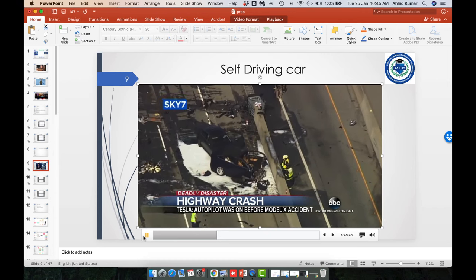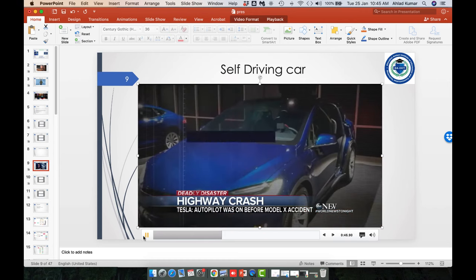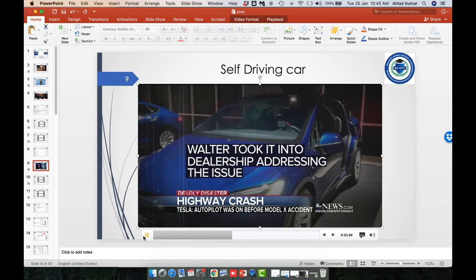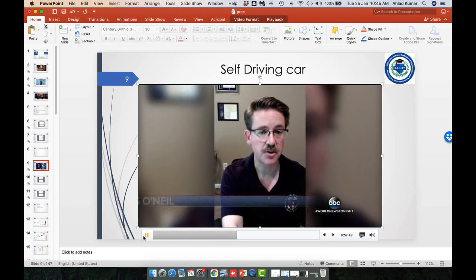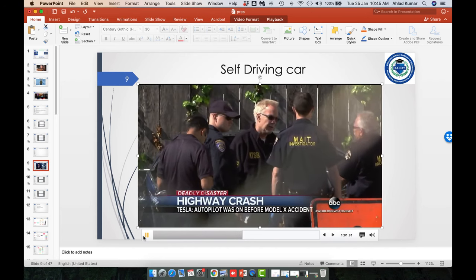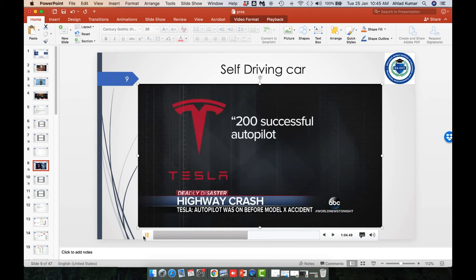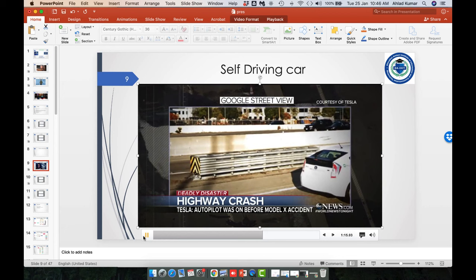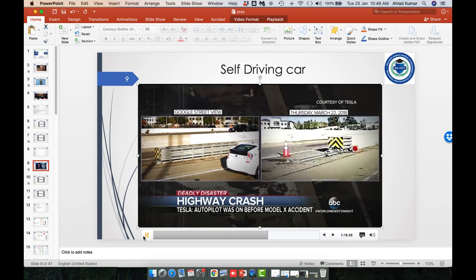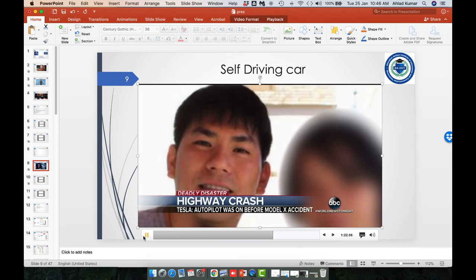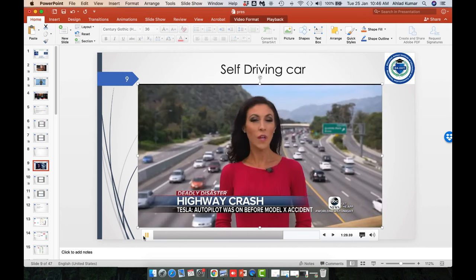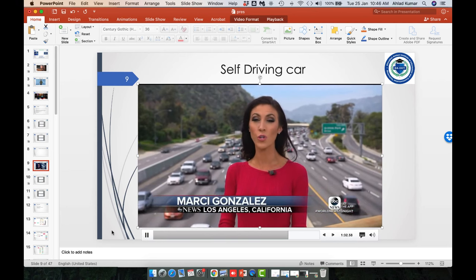Wong's brother telling ABC station KGO the 38-year-old engineer had complained 7 to 10 times the car would swivel toward that same exact barrier during autopilot. Walter took it into a dealership addressing the issue, but they couldn't duplicate it there. That information has been received by the CHP. They've been acting on it for some time now. Tesla saying its drivers make more than 200 successful autopilot trips per day on this exact stretch of road, going on to blame that highway barrier that's meant to reduce impact. Tesla says this is what it's supposed to look like, but this is what it looked like the day before Wong's deadly crash because of a previous accident. Loved ones saying it should have saved the father of two's life. She just did everything awesome that you should do as a dad, he did. And the NTSB is investigating this crash, saying getting answers could take up to 6 months.